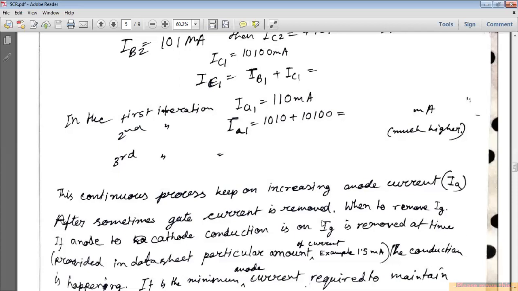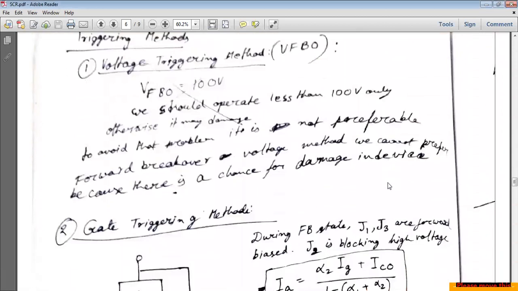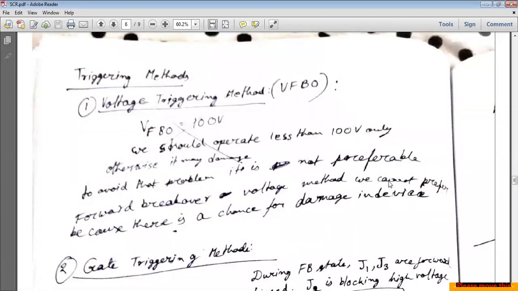Okay, so this is the reason why it is called the latching device. Now we will discuss the triggering methods. There are several triggering methods. Triggering means how to switch on the device. That is called triggering. There are several types of triggering methods present for SCR.